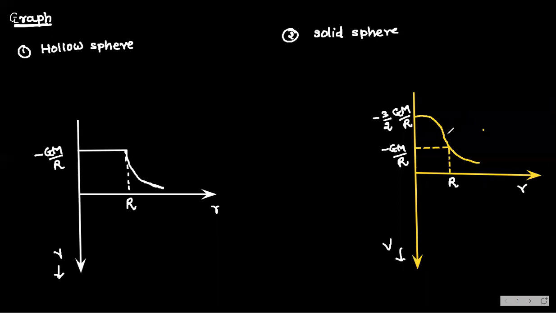So at the surface of the solid sphere, you have gravitational potential equal to minus GM by R, whereas at the center it is minus 3 by 2 GM by R. So these two graphs I was explaining yesterday, right? You can draw this.